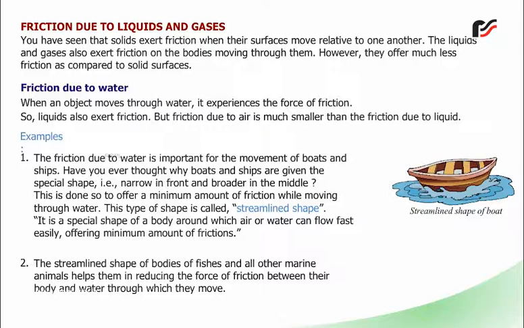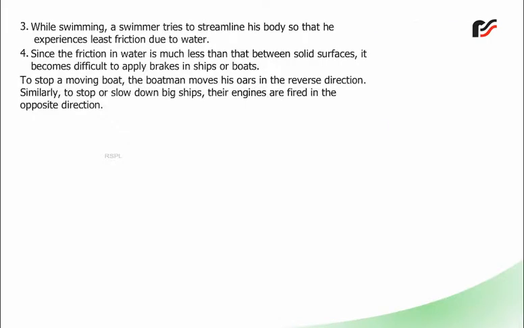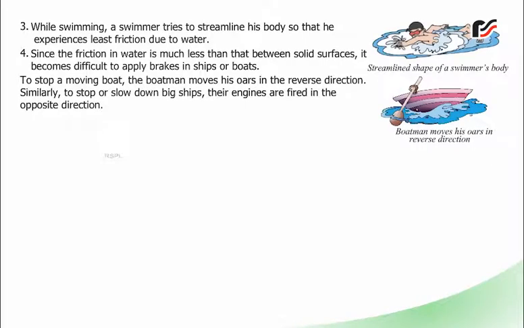This type of shape is called streamline shape. It is a special shape of a body around which air or water can flow easily, offering a minimum amount of friction. 2. The streamline shape of the bodies of fishes and all other marine animals helps them reduce the force of friction between their body and the water through which they move. 3. While swimming, a swimmer tries to streamline his body so that he experiences the least friction due to water.